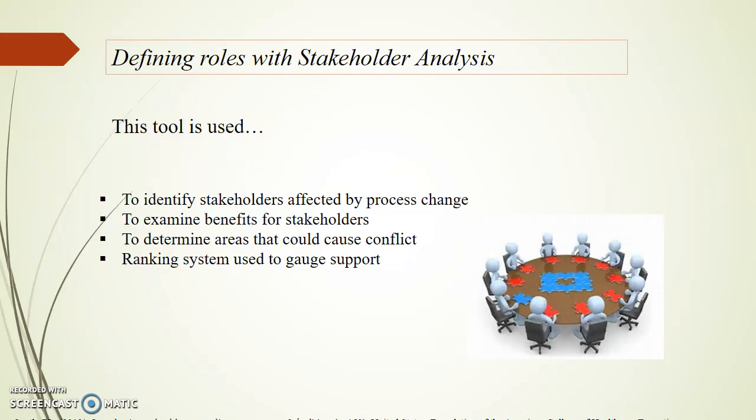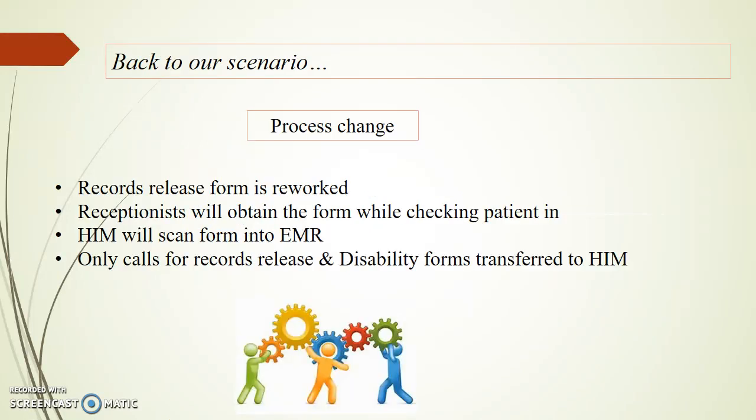Cooperation and good morale is needed between the clinic receptionists and HIM staff. If phone responsibilities are clearly defined, this would help. Using a stakeholder analysis will identify the stakeholders affected by process change and help examine the benefits in areas that could cause conflict. A ranking system will indicate the team is supportive of these changes.